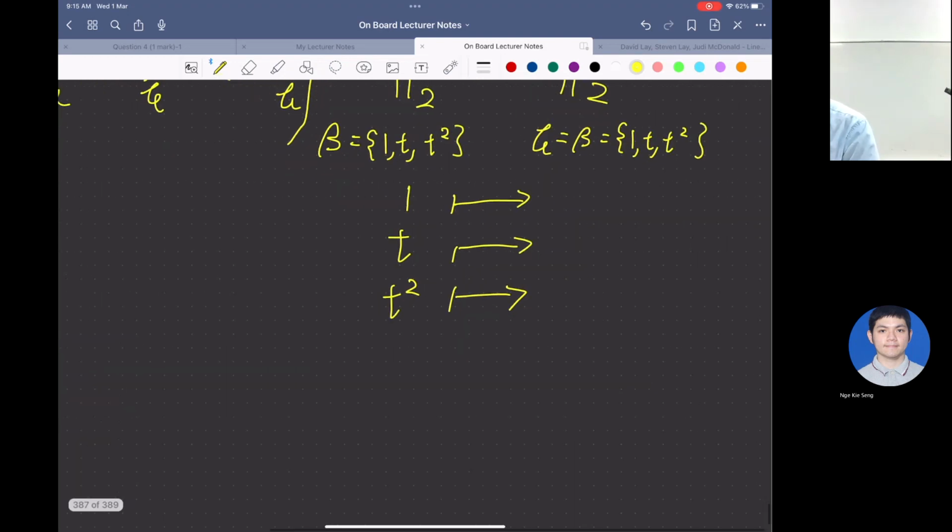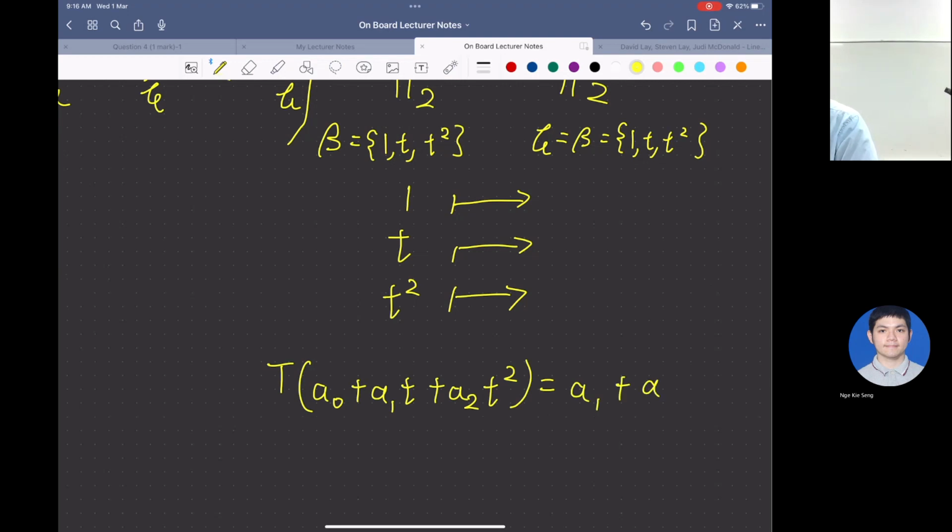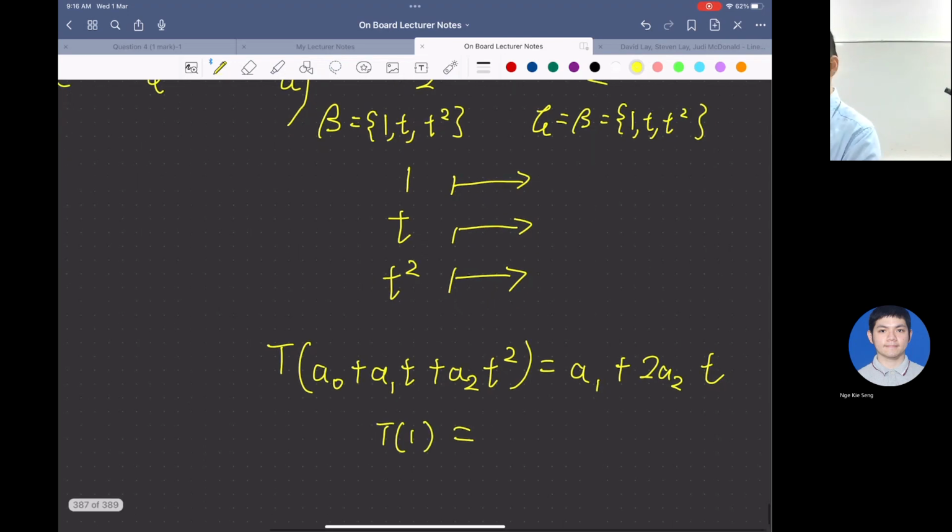If you can't remember what the linear transformation is, you need to write it down first. So let us write it down to remind us: a0 plus a1 t plus a2 t squared goes to a1 plus 2 a2 t. So if you evaluate T of 1, what do you get? a0 disappears, so T of 1 goes to 0.